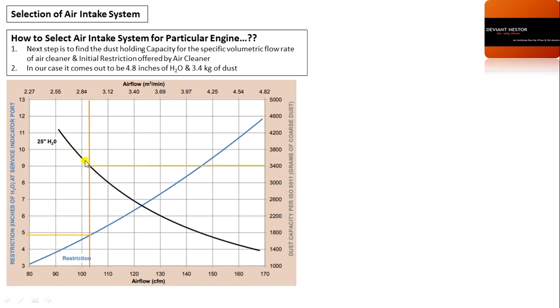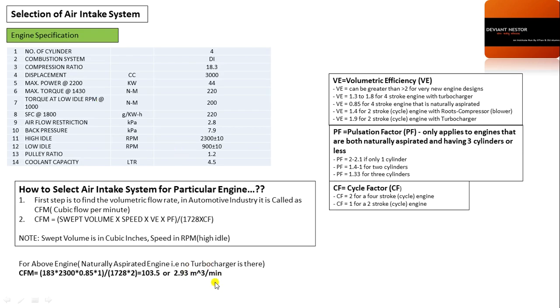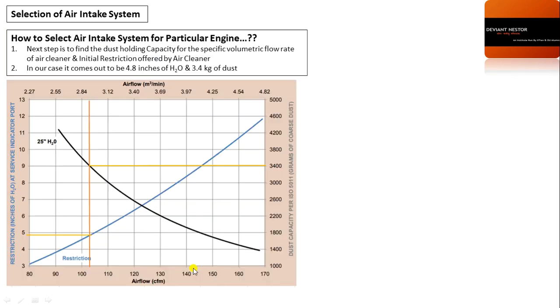And the second one is final restriction. Final restriction is generally taken as 25 inches of water, that is approximately 63 millibar. So what we have to do is draw a vertical line at our CFM. In our situation, the CFM is 103 or 2.93 meter cube per minute.